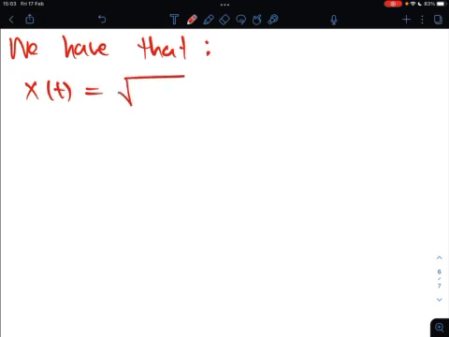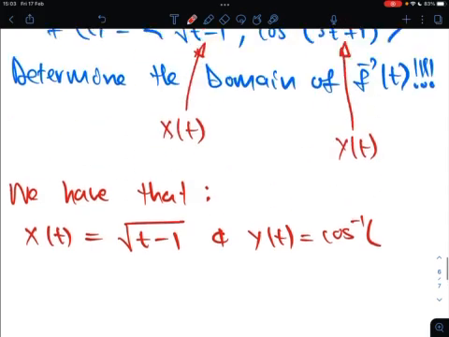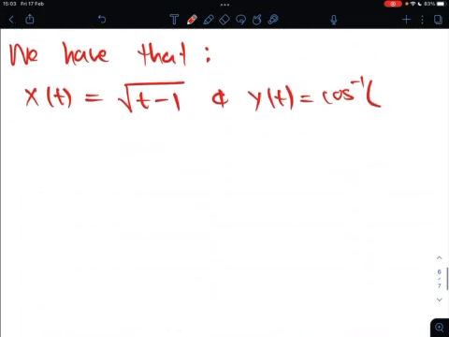So we have already that x of t is the function square root of t minus 1, and also we have y of t, which is the function arc cosine of 3t plus 1. So these are the two individual functions that make up the components. Now, how can we find the domain of each of these?